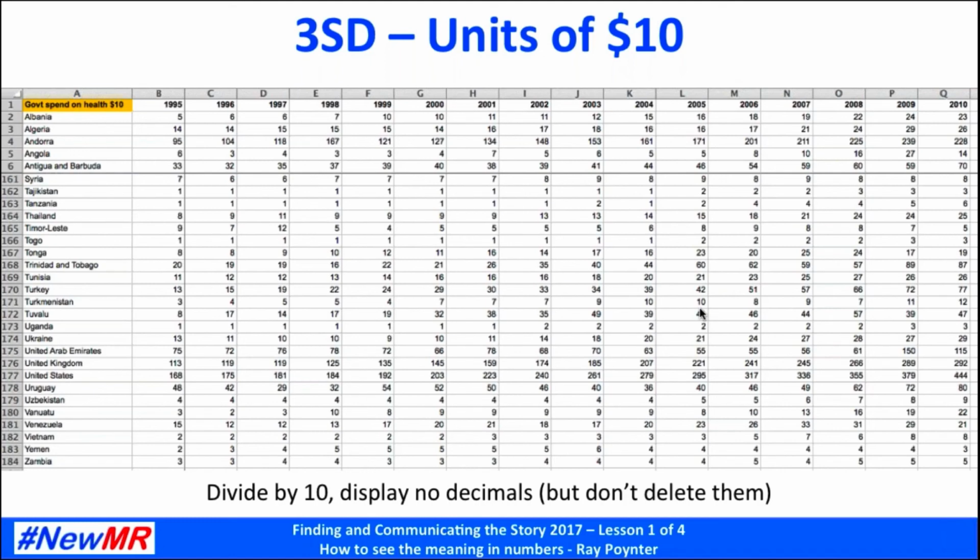Now the numbers become much more intuitive. If they have got 1 digit, it means there is not much money being spent. If they have 2 digits, there's a middling sort of amount of money being spent. If they have 3 digits, there's a lot of money being spent. So the length of the number is now meaningful.